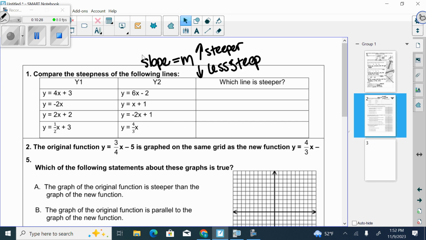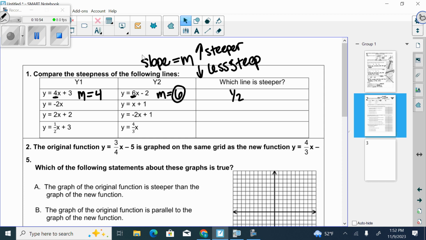All right, so for y1, my slope, remember, is the number in front of x, which is 4. And here, my slope is 6. Between 4 and 6, 6 is the larger number. Therefore, 6 means that y2 is going to be the steeper equation.